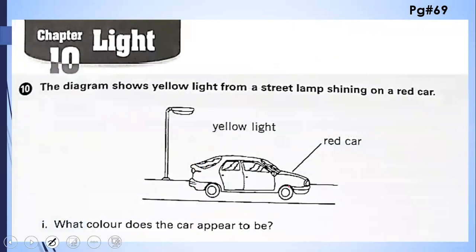The 10th question, or the last question of this exercise: the diagram shows a yellow light from a street lamp shining on a red car. The first question is, what color does the car appear to be? We all know that yellow color is a combination of what? Red and green. So when the yellow light falls on a red car, the red color will be reflected and the green color will be absorbed. So the car will appear red.